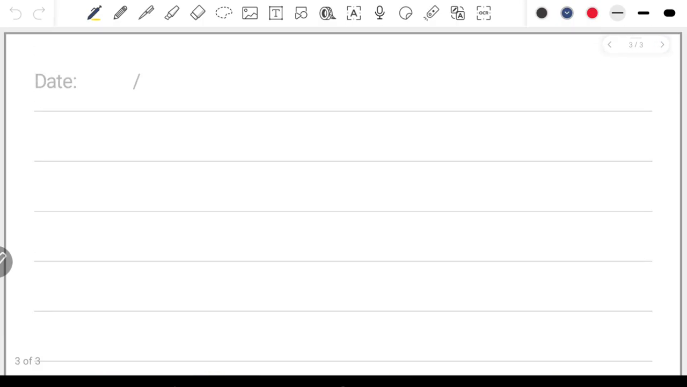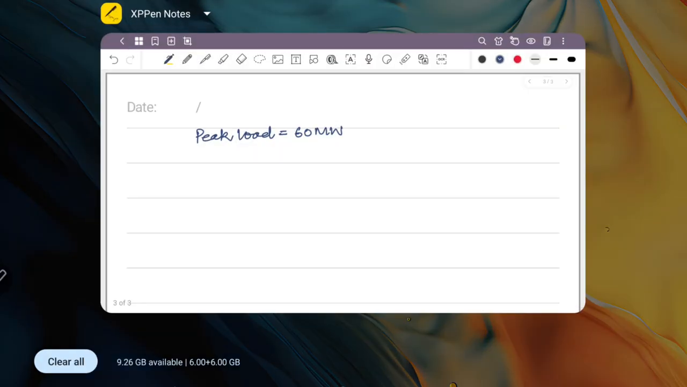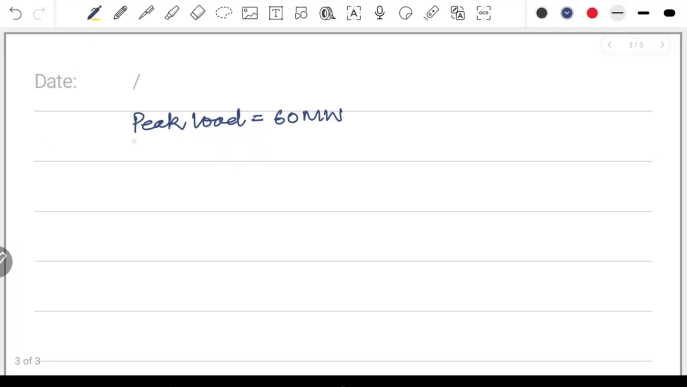Let's say the peak load on a power plant is 60 megawatt. The loads having maximum demands of 30 megawatt, 20 megawatt, 10 megawatt, and 14 megawatt are connected to this power plant. So these all are in megawatt.